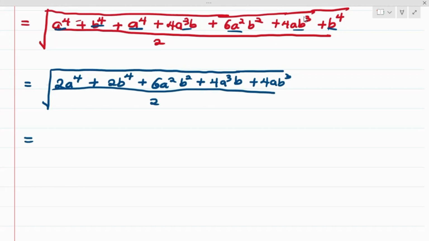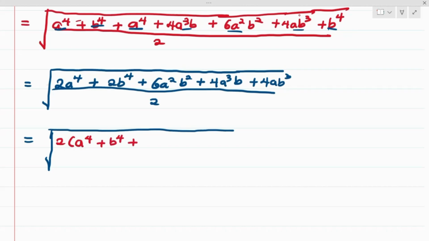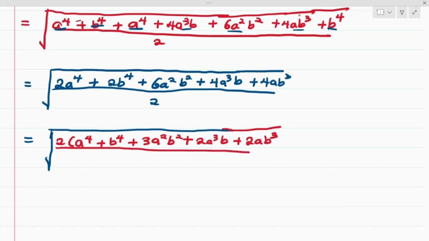So we have this equal to the square root of, so right here 2 is common for the numerator, so we factor out 2. We have A raised to the power of 4 plus B raised to the power of 4 plus, if you factor out 2 from 6, we have 3A squared B squared plus, if you factor out 2 from 4, we have 2A cubed B plus, if you factor out 2 from 4, we have 2AB cubed, and this is all going to divide what?